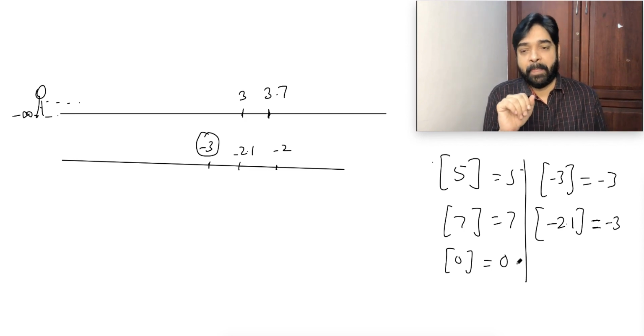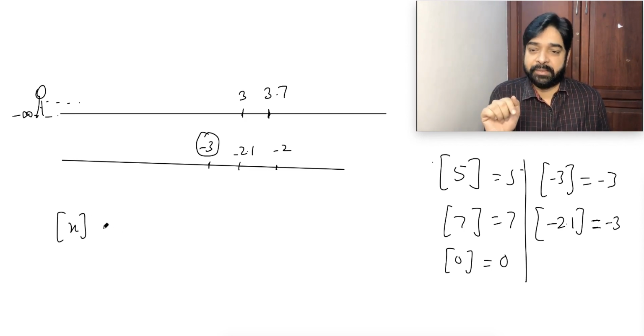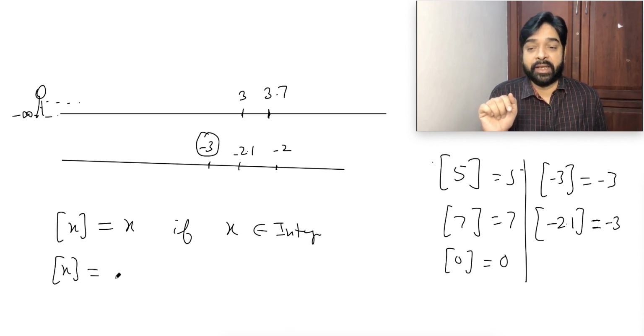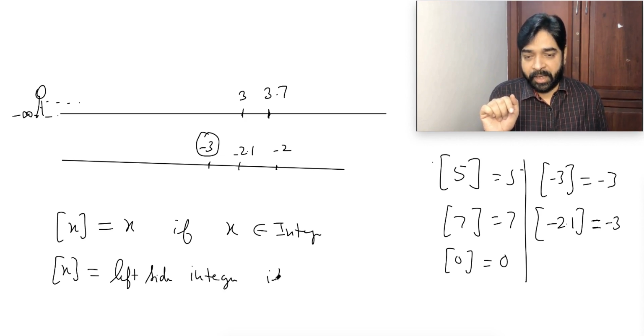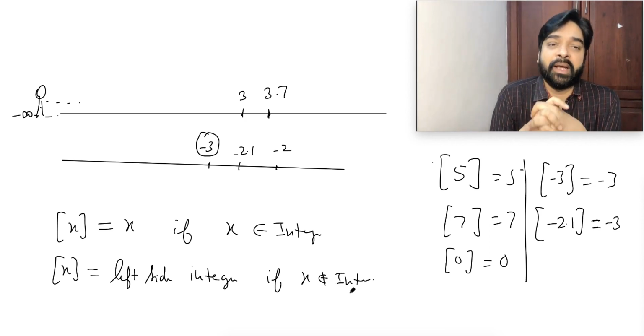Always remember, greatest integer x means x if x is an integer, and greatest integer x equals the left side integer if x is not an integer. This is the meaning you have to keep in mind.